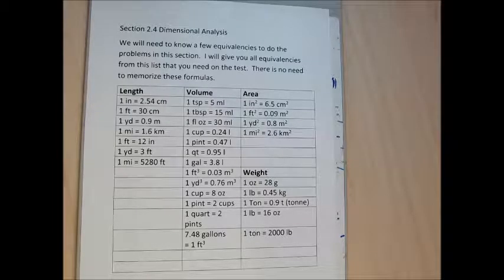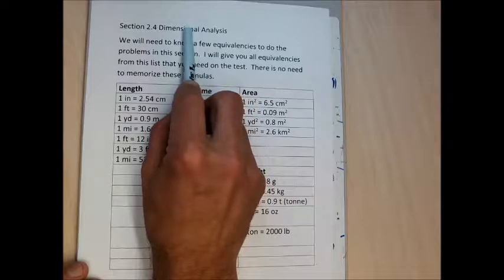So section 2.4 is titled Dimensional Analysis. Essentially what we're going to do in section 2.4 is we're going to be given a measurement in one unit of measure, and we'll be asked to change it to another. Like we'll be asked to change 2 miles into feet, or we'll be asked to change 14 pounds into kilograms. We're going to change from one unit of measurement to another unit of measurement, and this is called dimensional analysis.